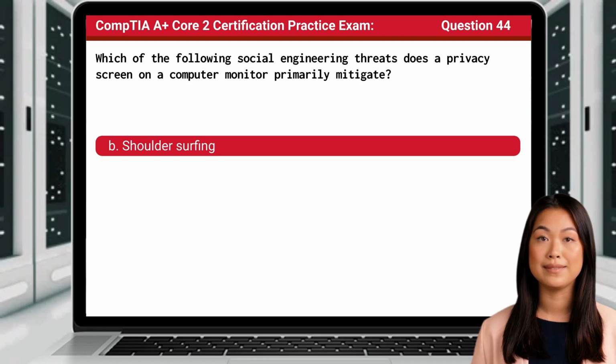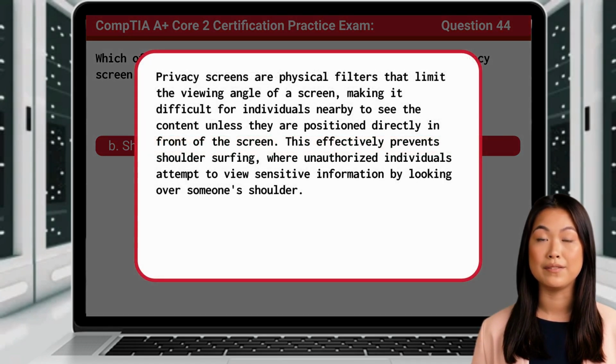The answer is B. Shoulder surfing. Privacy screens are physical filters that limit the viewing angle of a screen, making it difficult for individuals nearby to see the content unless they are positioned directly in front of the screen. This effectively prevents shoulder surfing, where unauthorized individuals attempt to view sensitive information by looking over someone's shoulder.